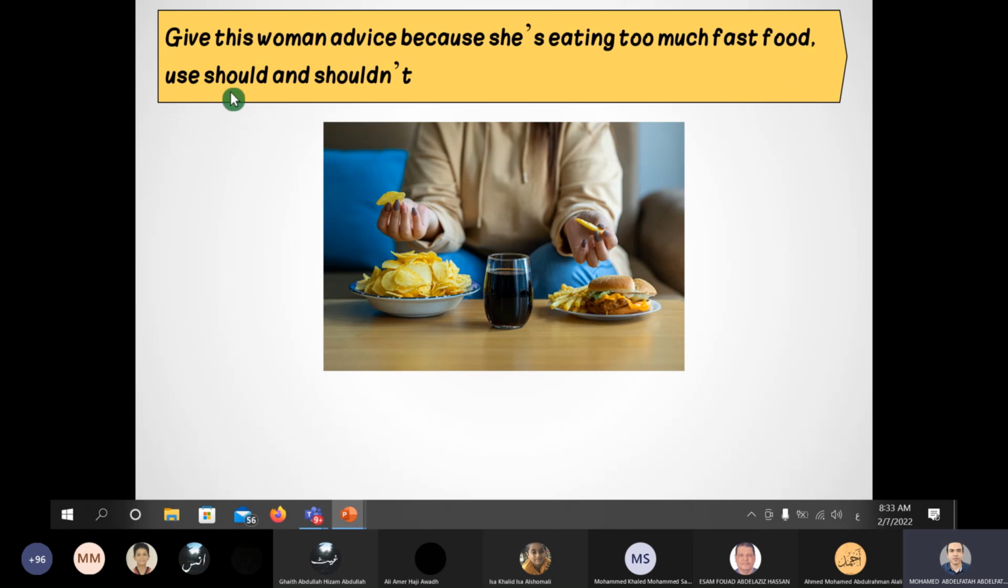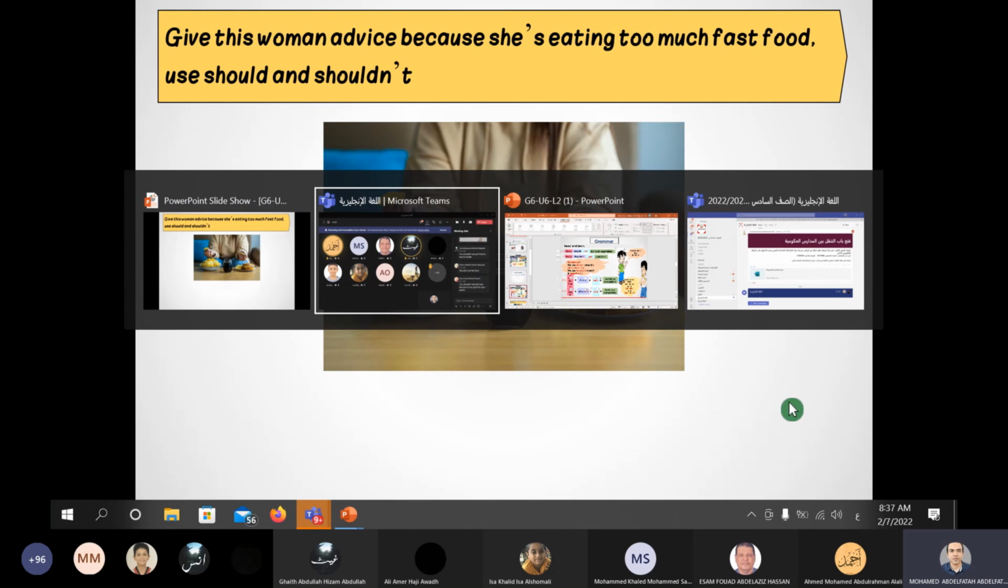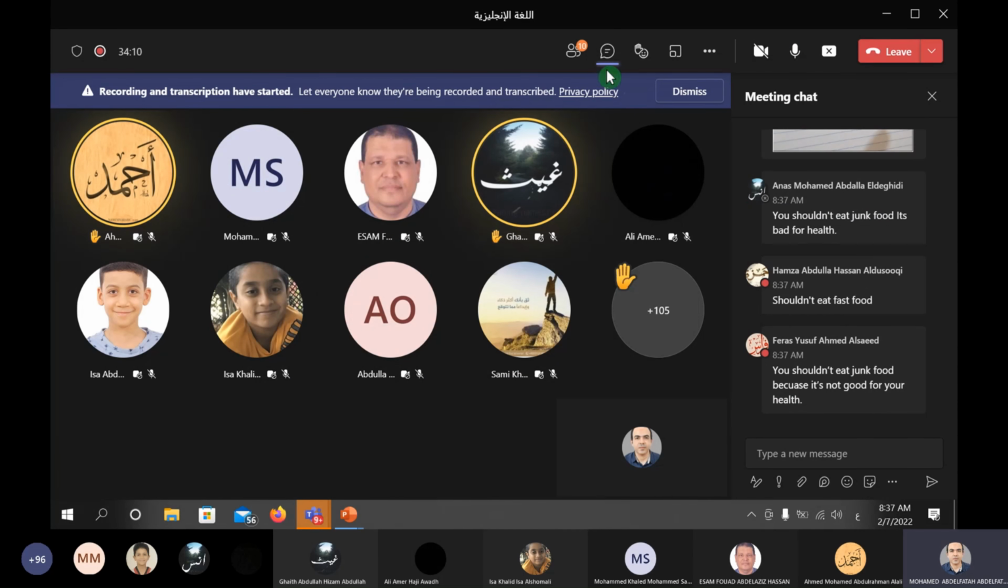Remember to use should and shouldn't. This is important. We use should and shouldn't when we give advice to others. Write a simple sentence for this woman, give her advice, and use should and shouldn't. I will give you only 1 minute or a minute and a half. Okay? Let's start. Write in the chat box, and I am waiting. I have got a model answer, and I will choose one of you.